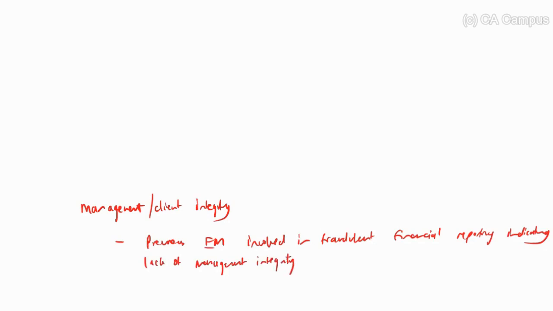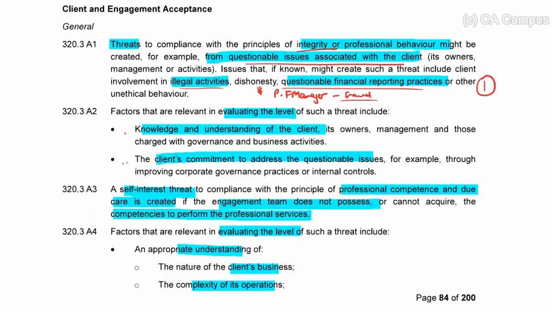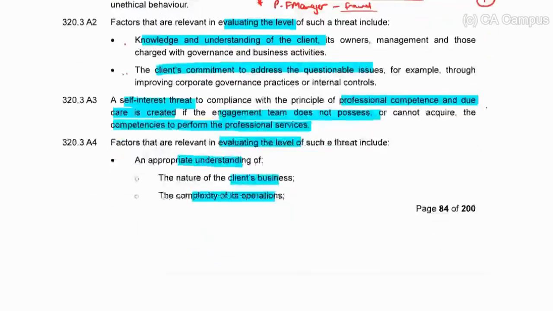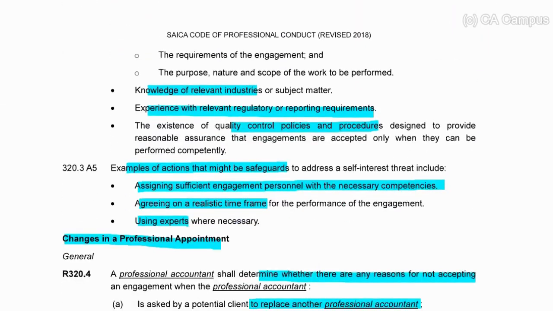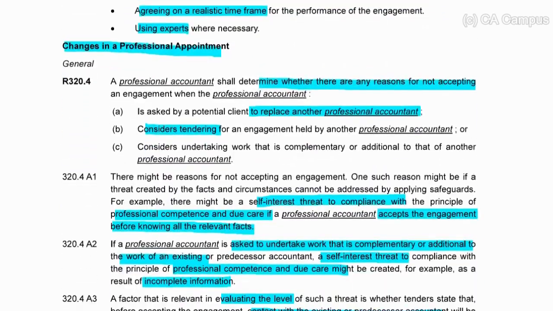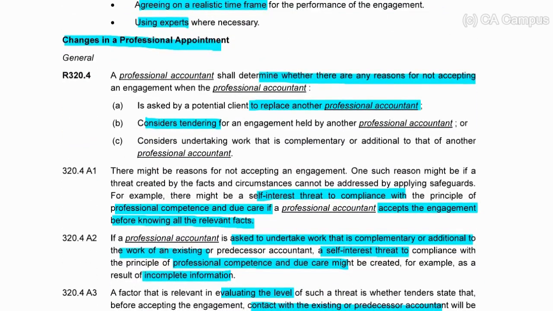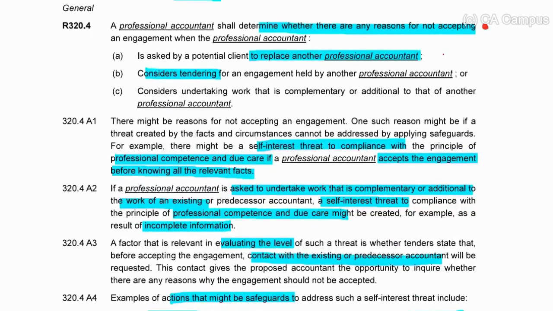I'll go back to the CPC. And reason being, because I'm now looking at this client acceptance section and seeing if there's anything relevant to us. If we don't have the necessary skills or competence, that's not an issue because we've proved in the situation that they do, so I'll keep moving on. Changes in professional appointments, and it says, if there has been a change, we need to look for reasons as to why we should not be accepting this, and that would be in the case if we are replacing a professional accountant, which is the situation. It says there could be a self-interest threat to professional competence and due care if we accept an engagement before knowing all the pertinent facts.